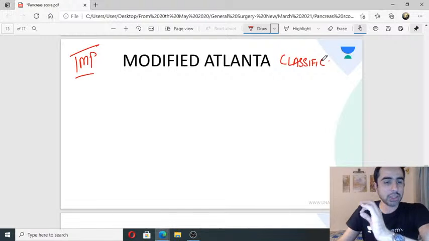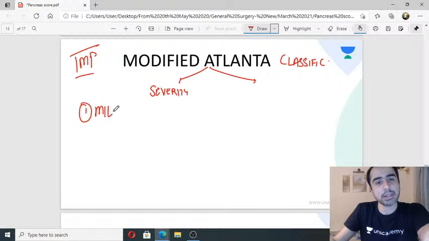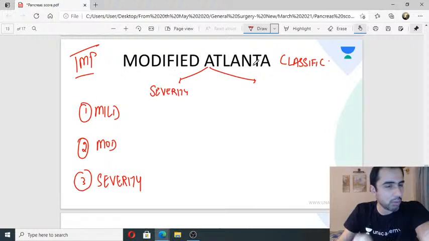Now let us not be confused. Modified Atlanta gave 2 types of classifications. One classification was for severity. That is mild acute pancreatitis, moderate acute pancreatitis, and severe acute pancreatitis. What is the other Modified Atlanta classification for? There are 2. One is for severity, there is one more. What is that?